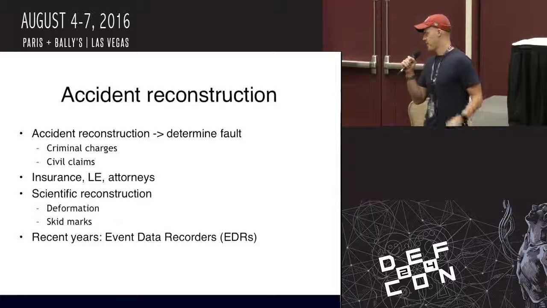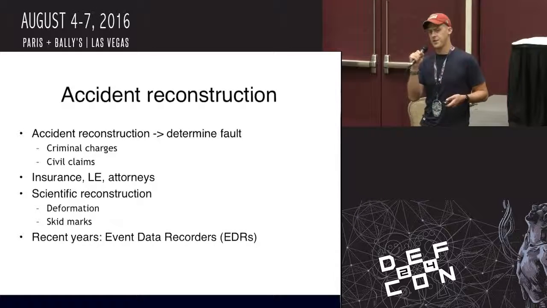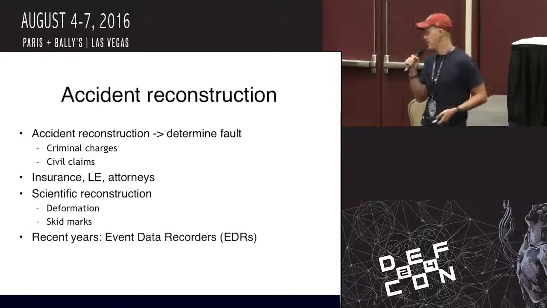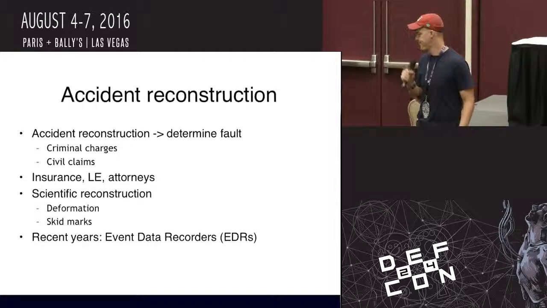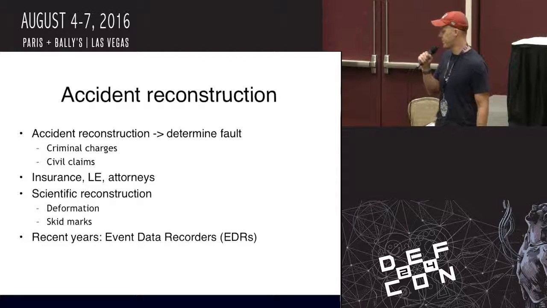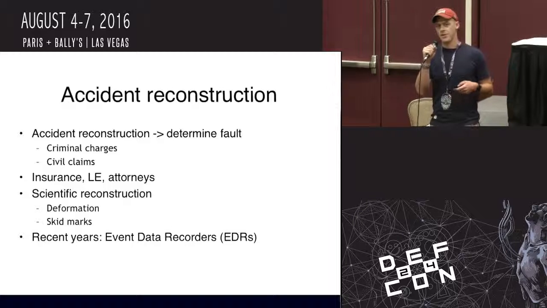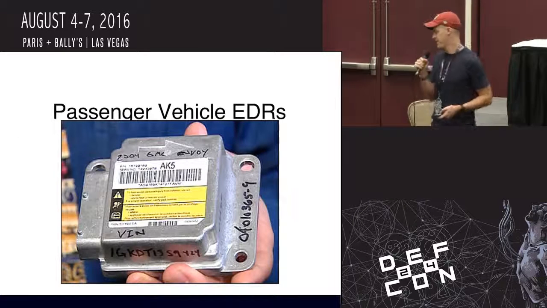Scientific reconstruction traditionally uses physical evidence such as deformation of the vehicle and measuring skid marks on the road. You can do some math with the weight of the vehicle and coefficients of friction and then figure out who is going how fast and who hit who when. And then in recent years, you end up with these things called event data recorders.